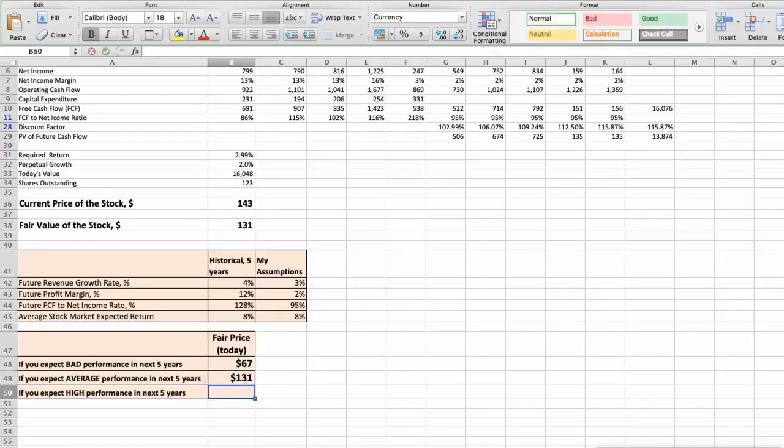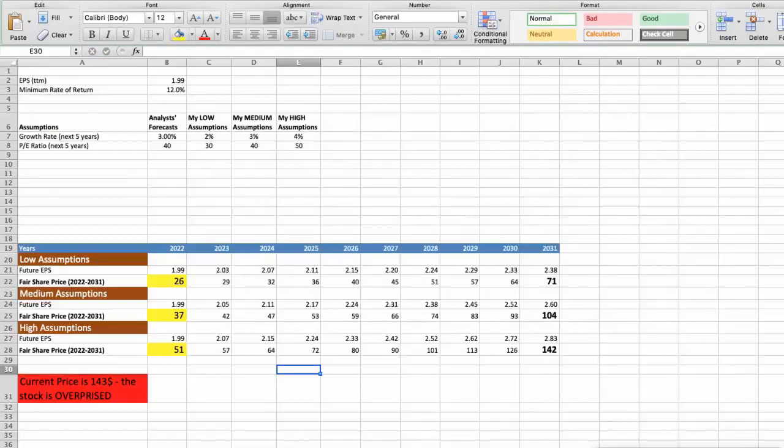The third scenario. Clorox will have high performance in next 5 years, and we will use the following parameters in our calculation. Future revenue growth rate would be high, 4%. Future profit margin would be high, 3%. Future free cash flow to net income rate would be high, 100%. In this case, the fair value of the stock today would be $207.